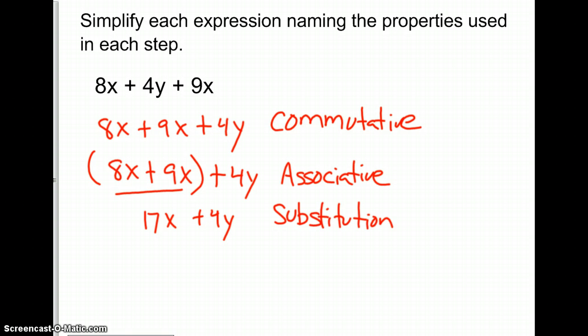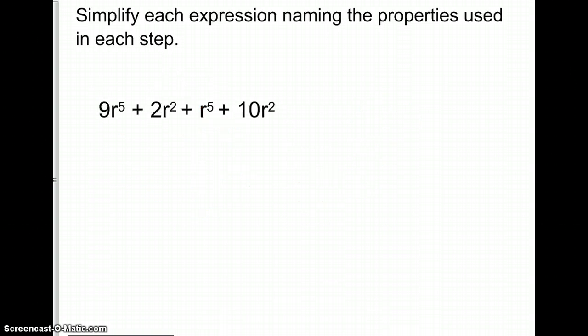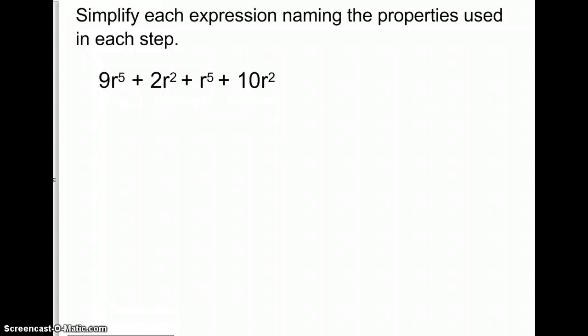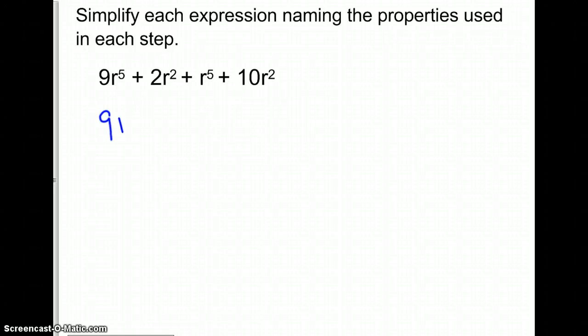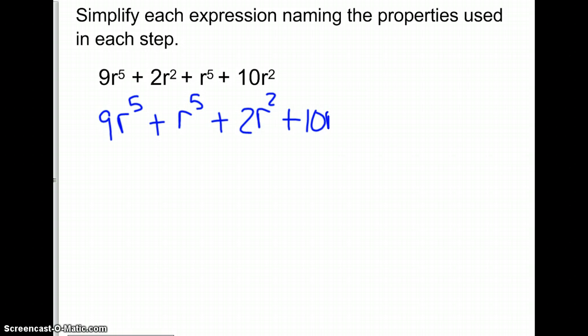So hopefully this problem went okay for you. Taking a look at the next problem, again, I would suggest hitting pause, trying this on your own, seeing how you do at naming the properties. Again, most of us can simplify these expressions without any difficulty. The issue, again, that we have is naming the property used, pardon me. So again, we're going to go ahead and move stuff around so that we have similar terms or like terms next to each other. And when I do that, that's the commutative property.